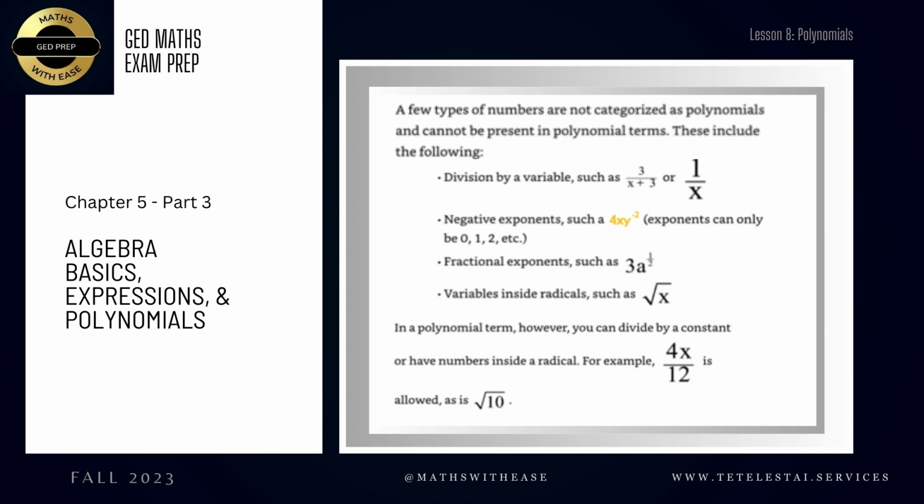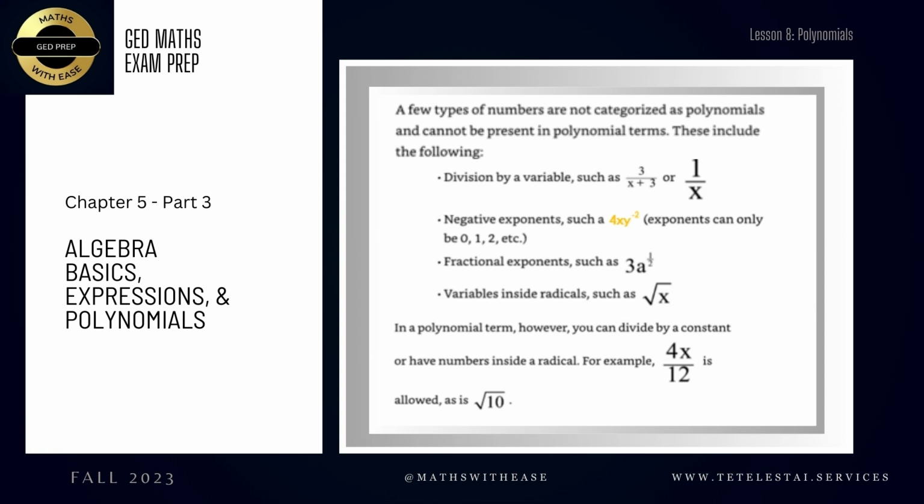A few types of numbers are not categorized as polynomials and cannot be present in polynomial terms, and these include the following that are listed here. So, division by a variable. If you see a term written like 3 over x plus 3, or 1 over x, you know that whatever expression you're looking at is not a polynomial.